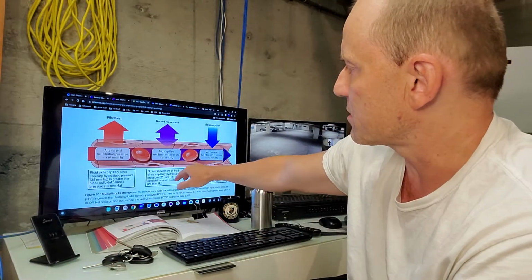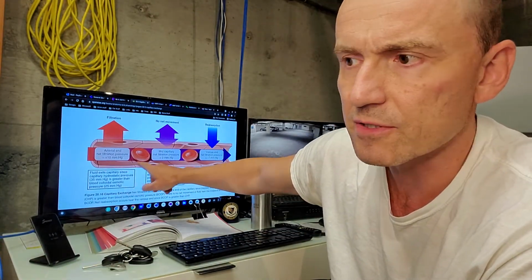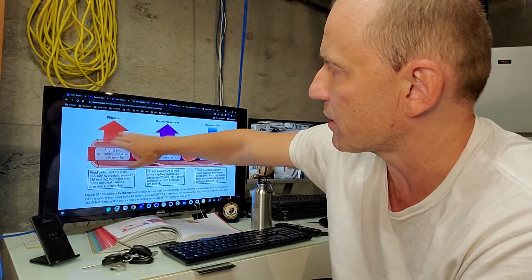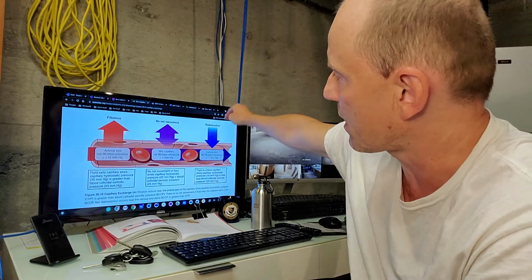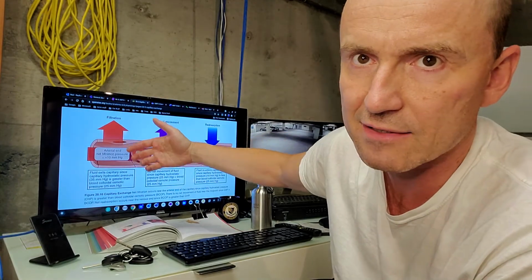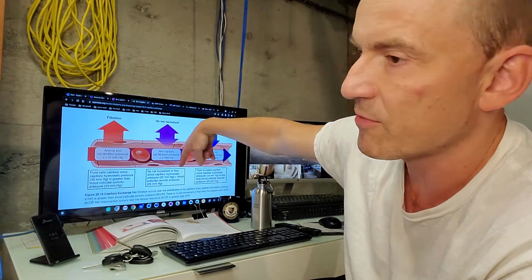Here's another image. This is from the textbook, so you can see here filtration is going in. So at the arterial end, more is going out. Reabsorption at the venous end. Sort of no net movement in the middle there.